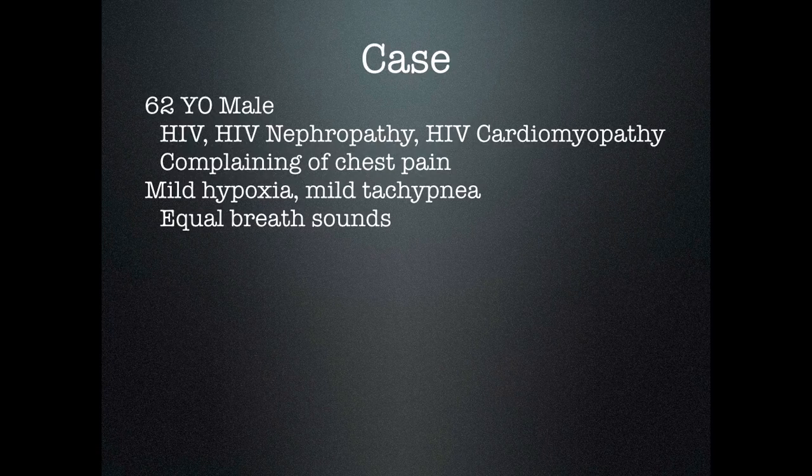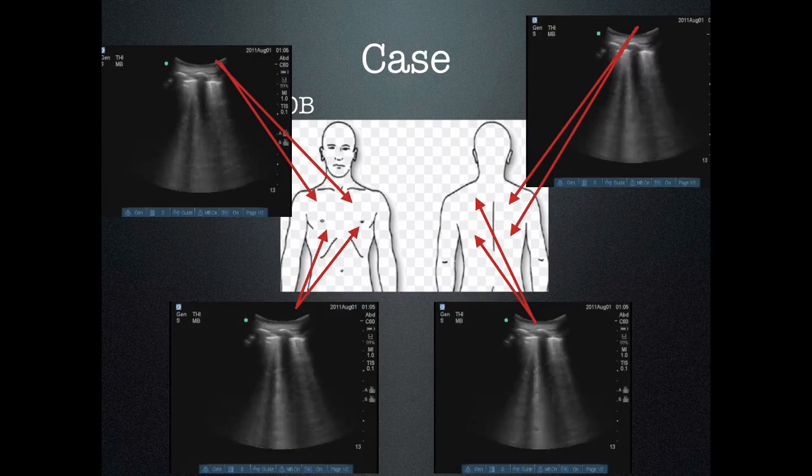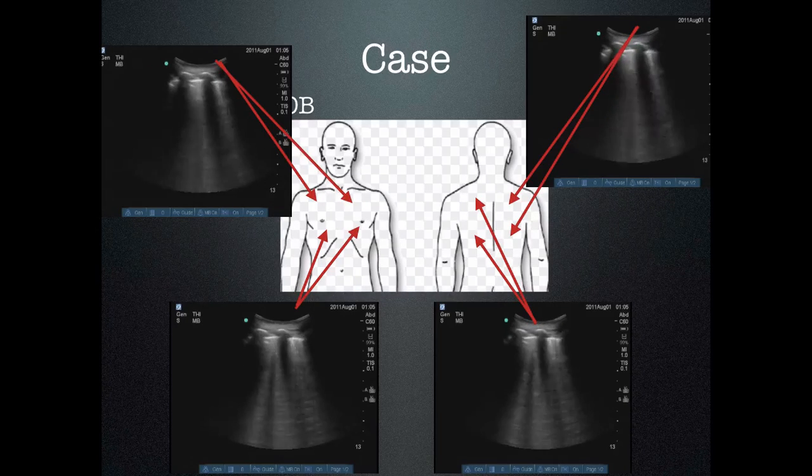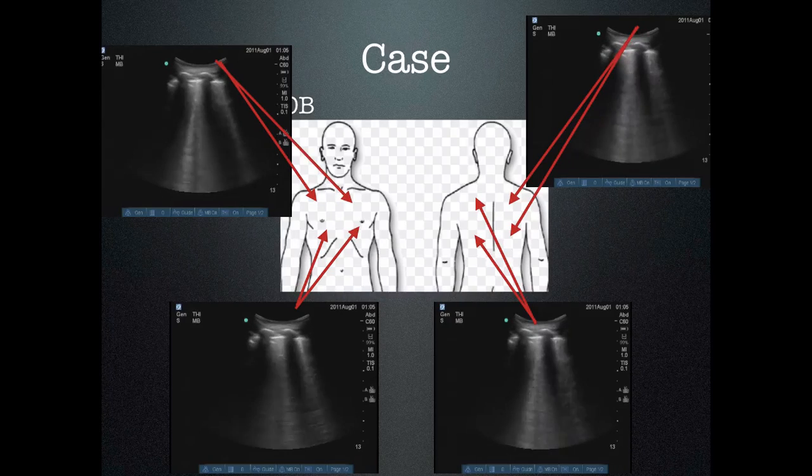Let's try a different case. 64-year-old comes in, HIV nephropathy, HIV cardiomyopathy, complaining of chest pain, mild shortness of breath, mild hypoxia, but the breath sounds are equal. So let's look. So we're going to scan their whole chest. We scan their anterior chest, we scan their posterior chest, we scan the upper lobes, the middle lobes, the lower lobes. And no matter where we scan, we see the same thing, which is lung rockets.